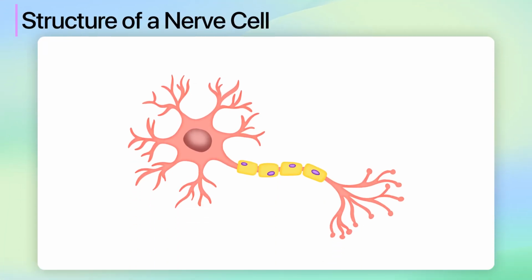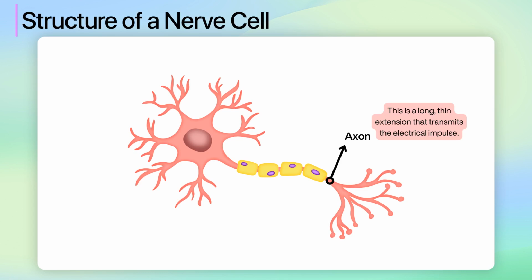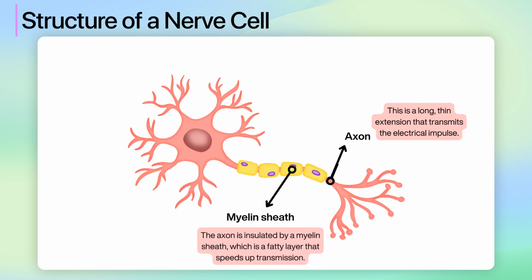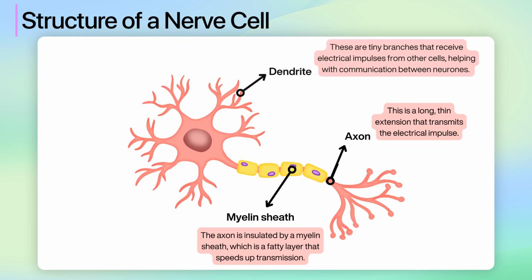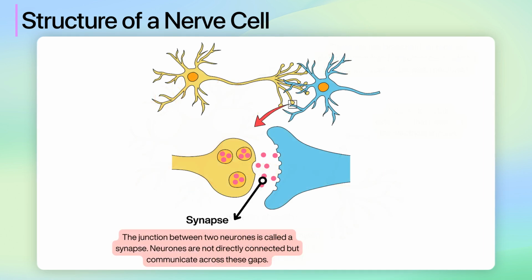Neurons, or nerve cells, are specially structured to efficiently carry these impulses. The axon is a long, thin extension that transmits the electrical impulse. The axon is insulated by a myelin sheath, which is a fatty layer that speeds up transmission. Dendrons and dendrites are tiny branches that receive electrical impulses from other cells, helping with communication between neurons. The junction between two neurons is called a synapse. Neurons are not directly connected, but communicate across these gaps.